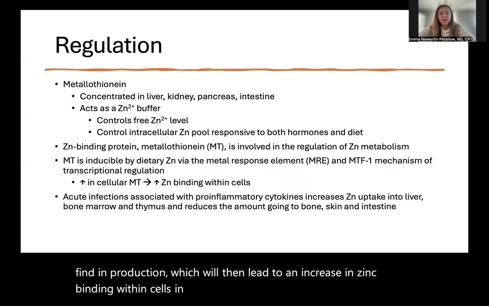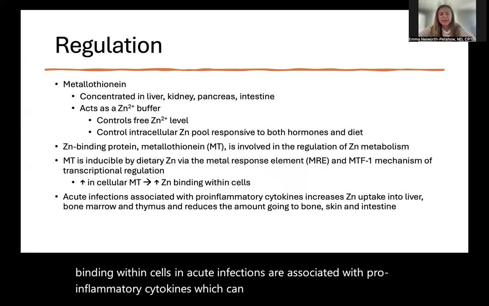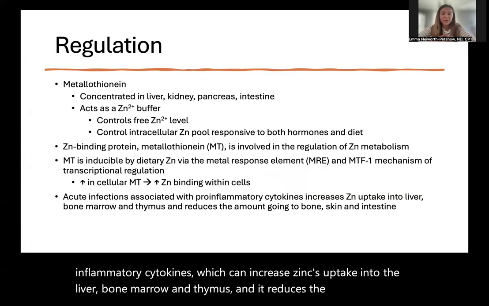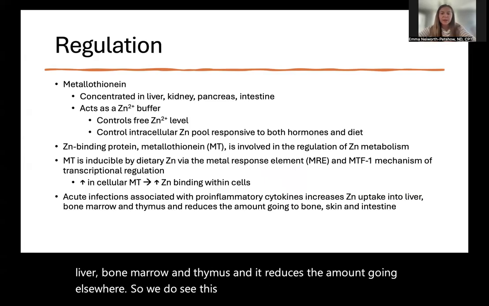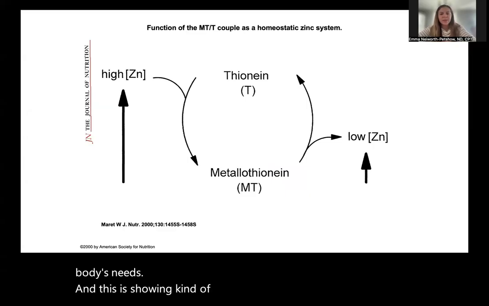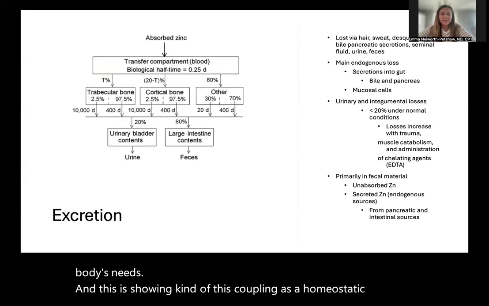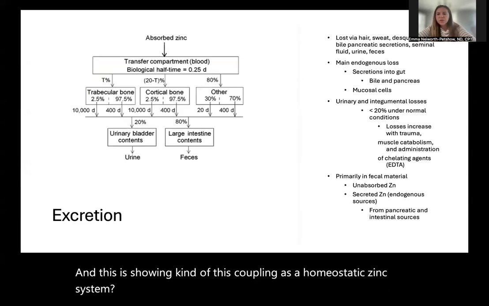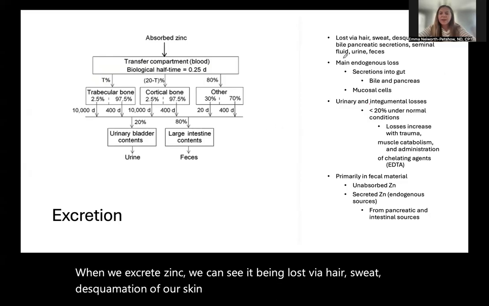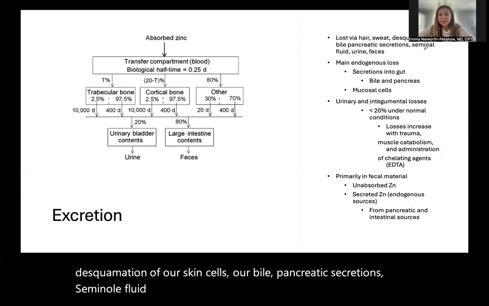Acute infections are associated with pro-inflammatory cytokines, which can increase zinc's uptake into the liver, bone marrow, and thymus, and it reduces the amount going elsewhere. So we do see this shunting effect depending on the body's needs. And this is showing kind of this coupling as a homeostatic zinc system. When we excrete zinc, we can see it being lost via hair, sweat, desquamation of our skin cells, our bile, pancreatic secretions, seminal fluid, urine, and feces.